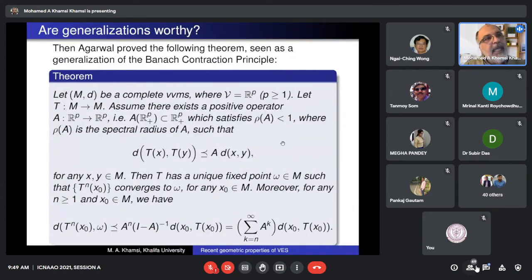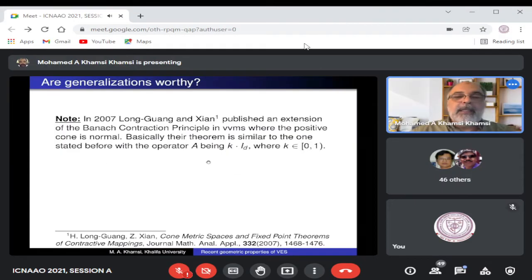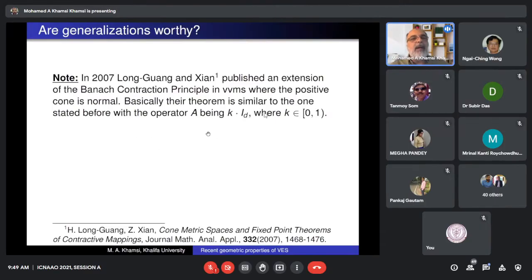In other words, the same idea as the original Banach contraction principle, the original contractive map. So in fact, if you think about it, the work by Long Quang and Xian in 2007 is just a simple corollary of the original result by Ravi that was done in the 80s, 20 years prior.